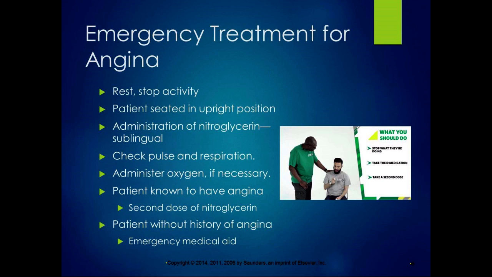The patient who does not have a history of angina, so they haven't been prescribed nitro, they need to go to the emergency room, or you need to call 911, depending on where you are. If you're in a skilled nursing facility, you're going to contact nursing right away and get emergency medical aid. If you're in the hospital, you're going to contact nursing right away and get emergency medical aid. If you are in an outpatient clinic, you're going to call 911. So it's an emergency. When someone's having angina, their heart is being deprived of oxygen, and it can lead to a myocardial infarction.